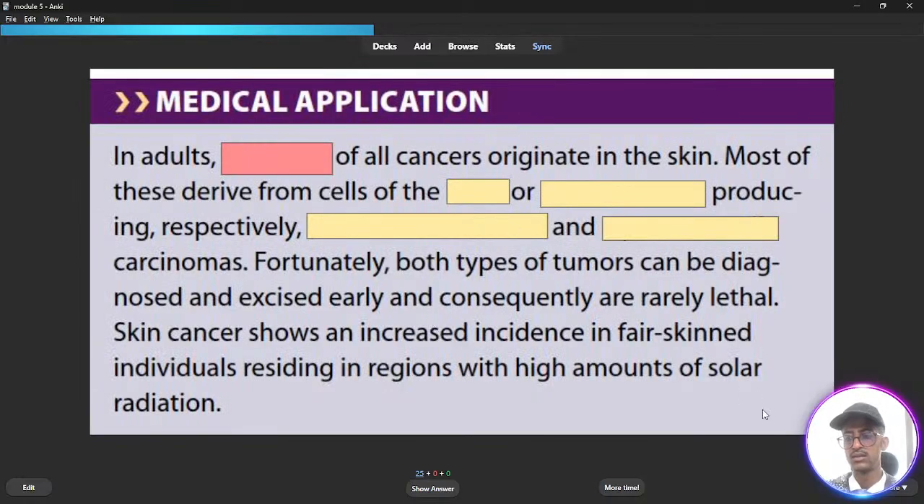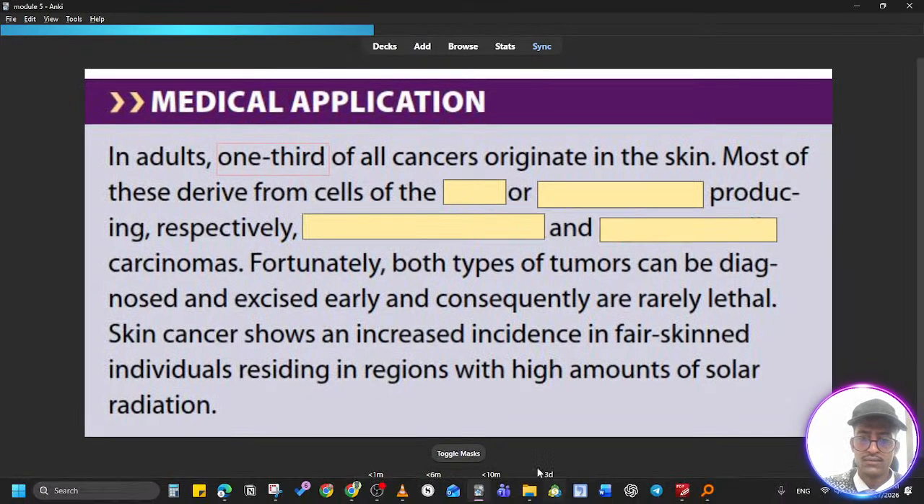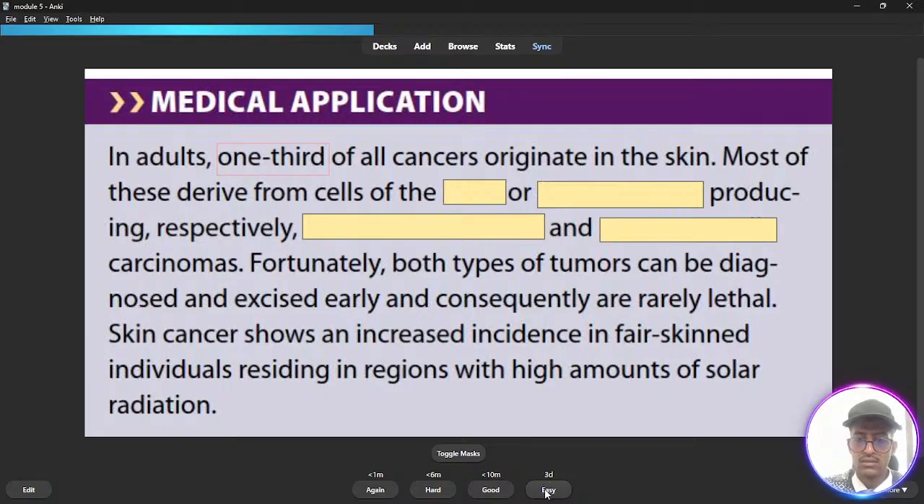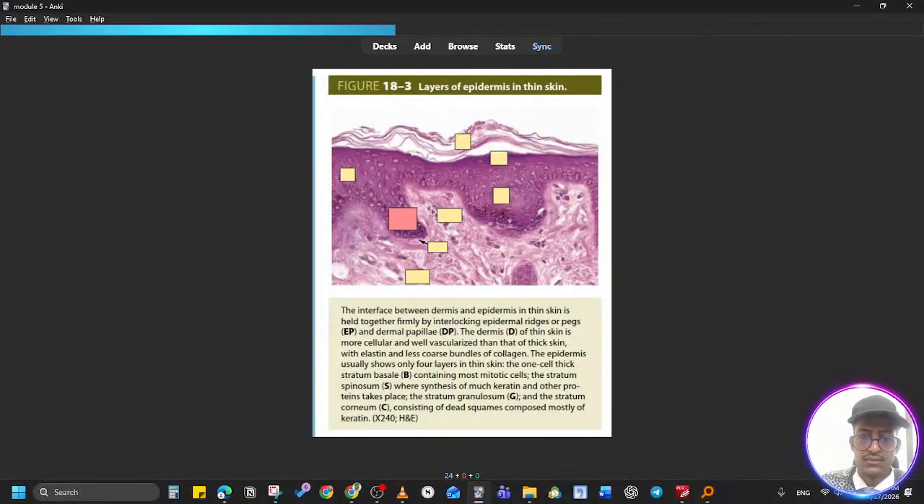Where is the timer? It's counting here. In adults, 1/3 of all cancers originate in the skin. Most of this derives from cells of the what, basal or spinous? Okay, not spinous process, but 1/3 of it was easy.